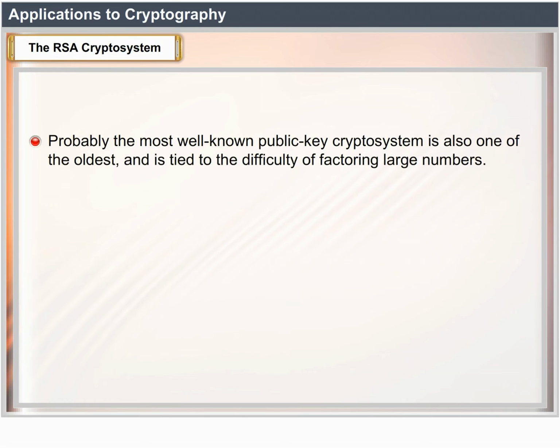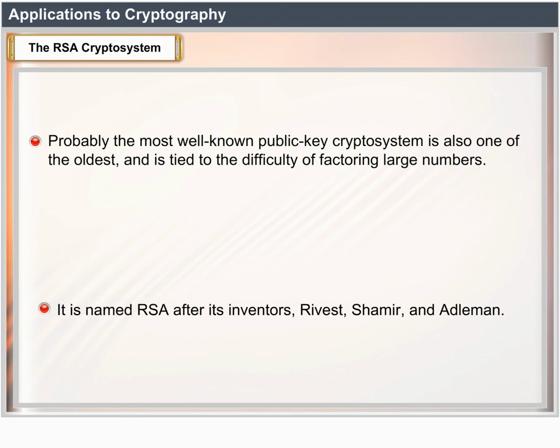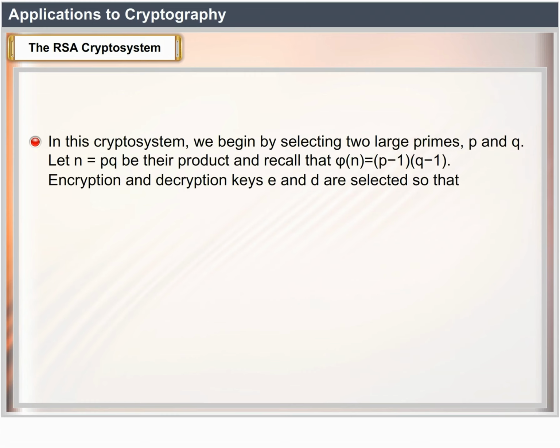Probably the most well-known public key cryptosystem is also one of the oldest and is tied to the difficulty of factoring large numbers. It is named RSA after its inventors Rivest, Shamir, and Adleman. In this cryptosystem, we begin by selecting two large primes, P and Q. Let n equal P times Q be their product, and recall that phi of n equals (P minus 1) times (Q minus 1).